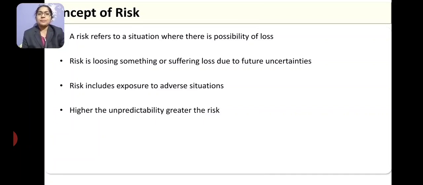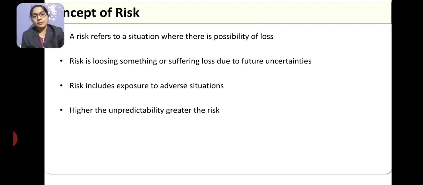That means risk. So it includes exposure to adverse situations. Adverse situations like losses or like losing your investment itself, the worst case scenario, you are losing the whole investment. So that is called as risk. Higher the unpredictability, greater the risk. Like you are investing in some avenues where you cannot predict it easily, then that means you are getting into higher risk. So higher the unpredictability, higher the risk.